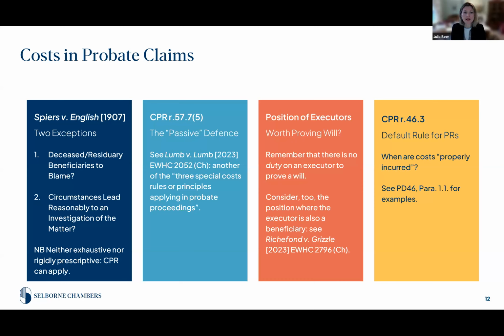The second column I've put in there is just to remind ourselves as well of CPR 57.7(5), and that of course the position is that if the executor follows the correct course, as it were, and if they do need to issue a probate claim, really for their own protection, to prove the will in solemn form, then the neutrality and the passive defence is really obviously important, not to lose sight of that.